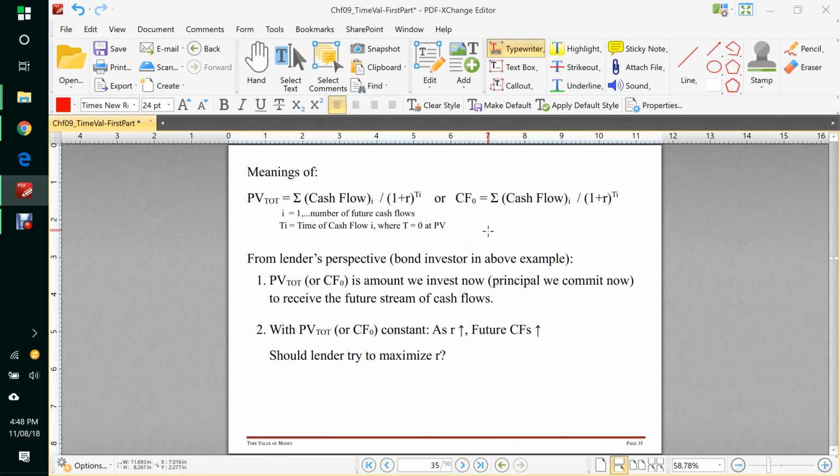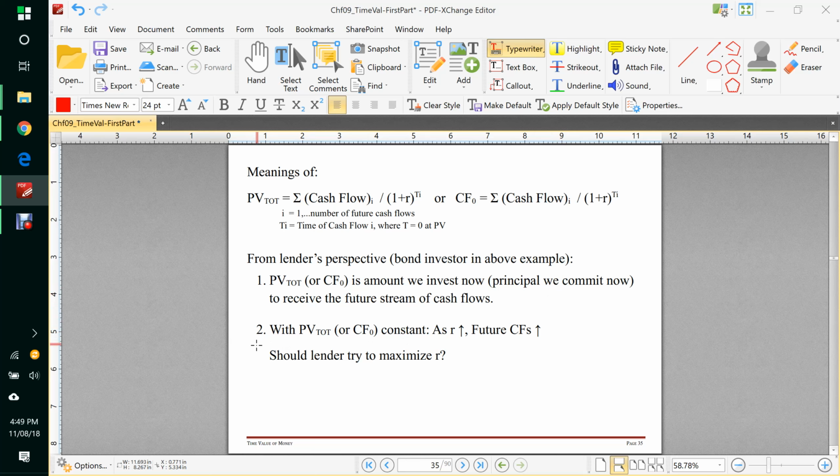So how else should we be thinking about this equation? From a lender's perspective, PV tote or CF0 is the amount we have to invest now, the principal we commit now to receive the future stream of cash flow. So that would be a contractual agreement where I say, you give me PV tote or CF0 now, and then I'm going to give you $6,000 back in a year, for example, and $8,000 back in 2 years.